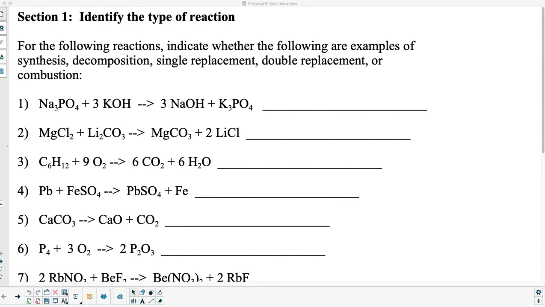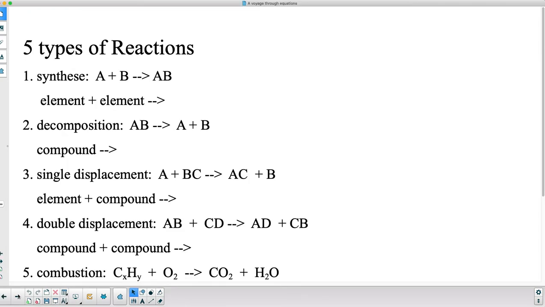With identifying types of reactions. There are 5 types, as it says in the directions here. The following reactions indicate whether the following are examples of synthesis, decomposition, single displacement, double displacement, or combustion. So I have a quick reminder. So take a look at the next page of this.